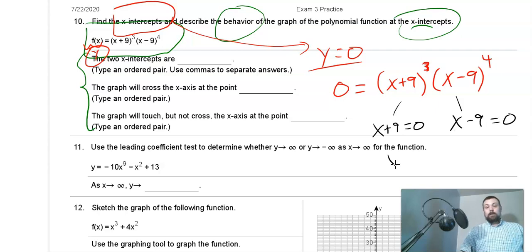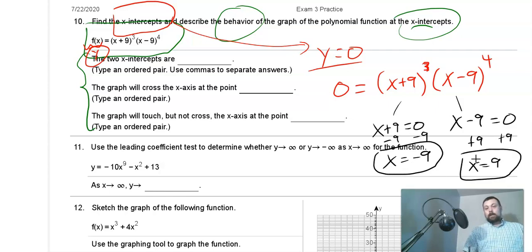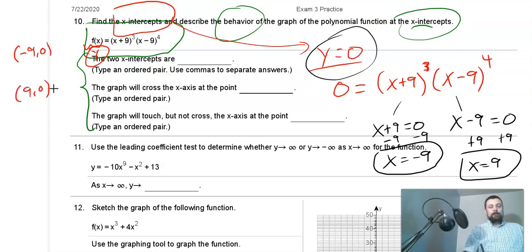Solve this for x, and you get x is equal to negative 9. Solve this one for x by adding 9 to both sides, and you get x is equal to positive 9. Here we're subtracting 9 from both sides. So here are the x-intercepts. They both pair with y equals 0. So as our x-intercepts, we have negative 9, 0, and positive 9, 0. Those are your x-intercepts. That's what would go into this blank space here.